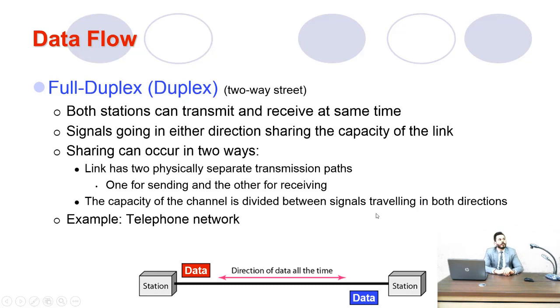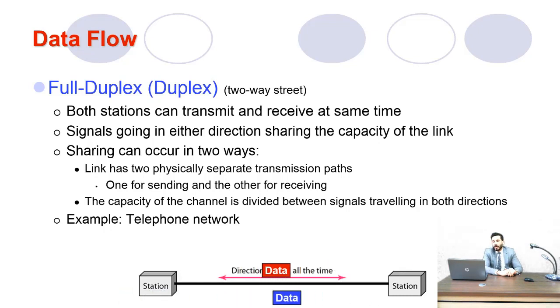And the last type of data flow is full duplex. What does full duplex mean? Full duplex means both stations can transmit and receive at the same time. When the first device sends information to the second device, the second can also send information to the first device at the same time. So each device can use and share the capacity of the channel at the same time. The signals going in the other direction share the capacity of the link, and sharing can occur in two ways.